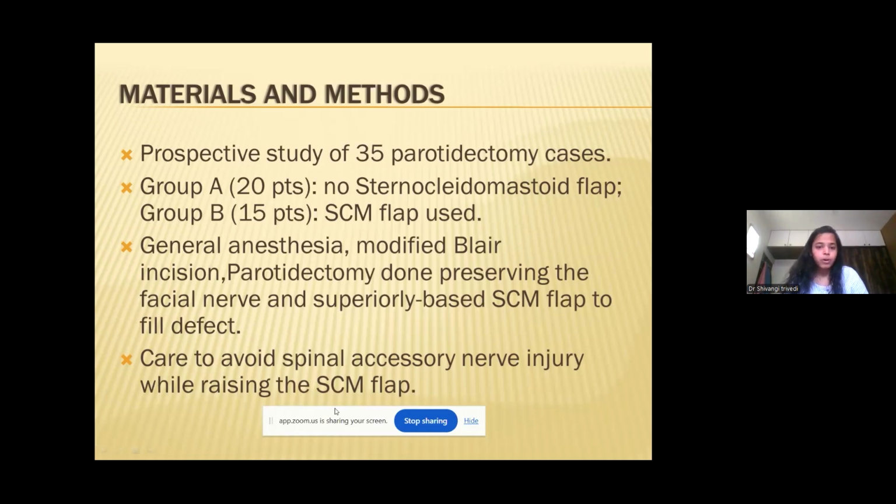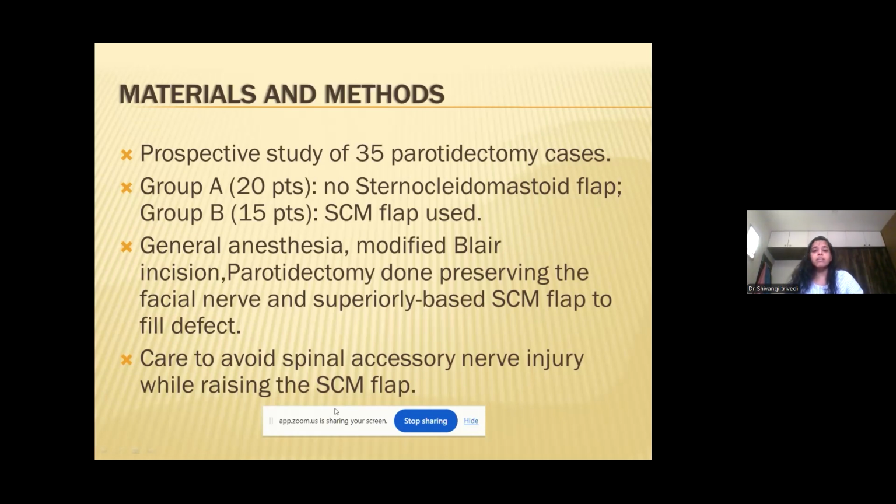After proper anesthesia and using a typical modified Blair's incision, we did the parotidectomy according to the disease. For example, if it is a benign lesion, we would do an adequate or superficial parotidectomy. In malignant cases, accordingly, we would do it along with the neck dissection also.